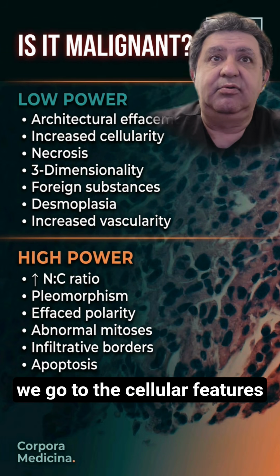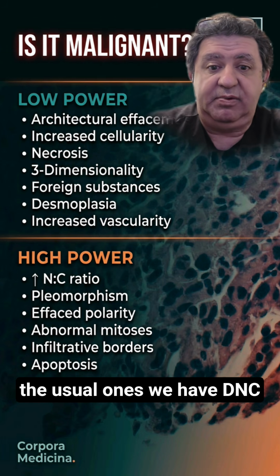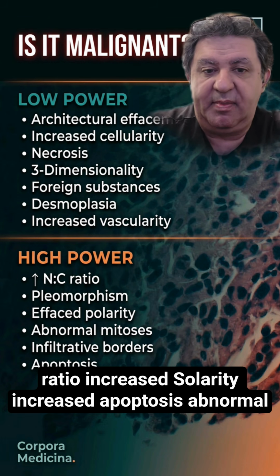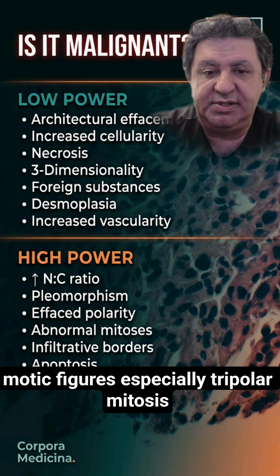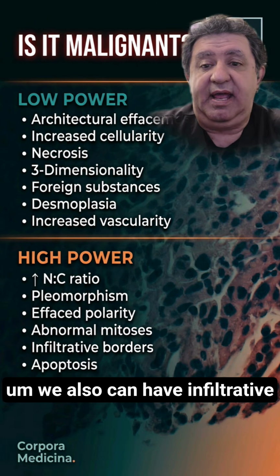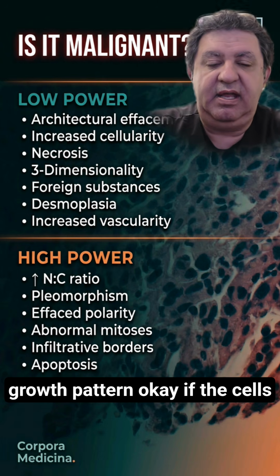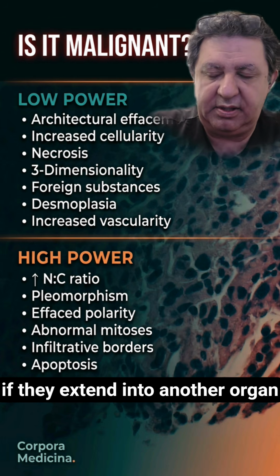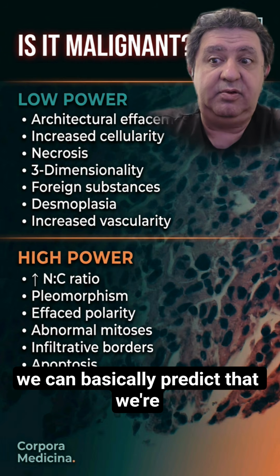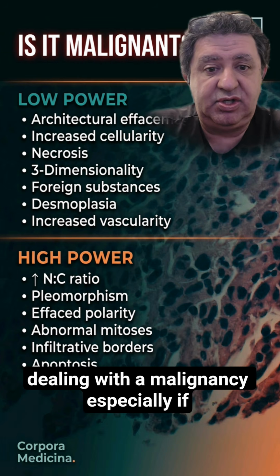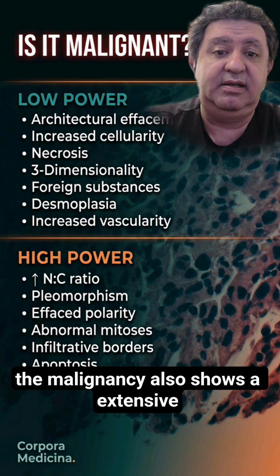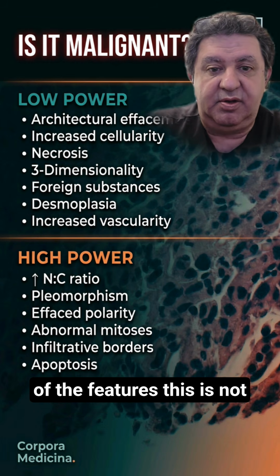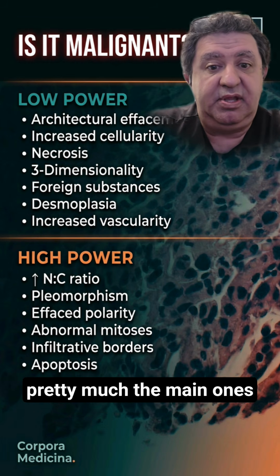And now when we go to the cellular features, the usual ones, we have the NC ratio, increased cellularity, increased apoptosis, abnormal mitotic figures, especially tripolar mitosis. We also can have an infiltrative growth pattern, okay, if the cells are actually infiltrating the tissue architecture. If they extend into another organ, we can basically predict that we're dealing with a malignancy, especially if the malignancy also shows extensive lymphovascular invasion. So these are some of the features. This is not an exhaustive list, but these are pretty much the main ones.